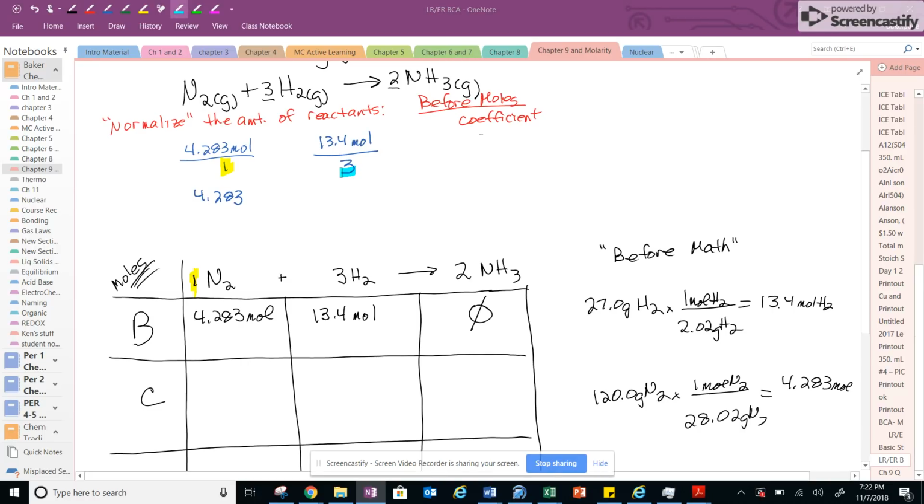For the hydrogen, it's 13.4 moles, and I'm going to divide it by 3. Again, I'm dividing it by the coefficient there. And when I do that, I get 4.46. Now, I'm only doing this with the reactants.